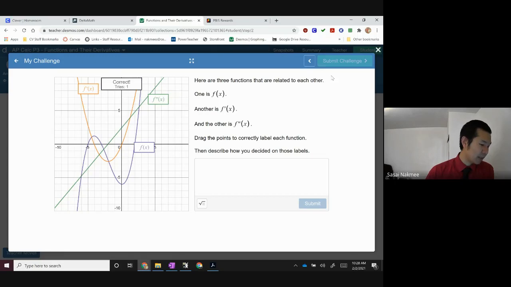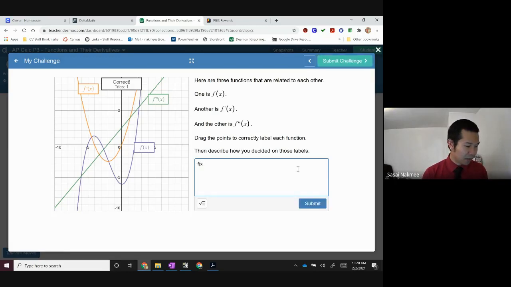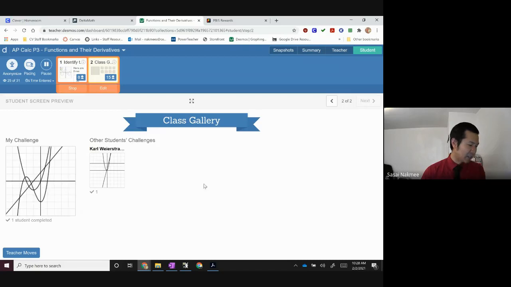And it's correct, right? So you have to describe how you labeled them. Explain what the function is doing. I'm sorry, explain what the derivative is doing, and explain what the second derivative is doing compared to the first derivative here. And then once you submit that, you can submit the challenge, and then everybody can take a look here. So that's my challenge right there.